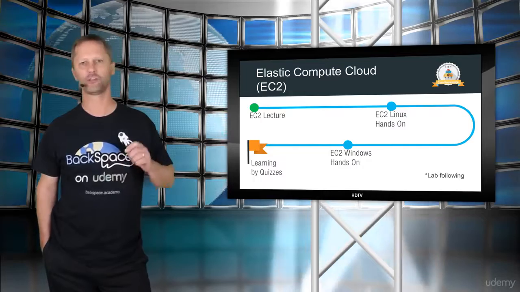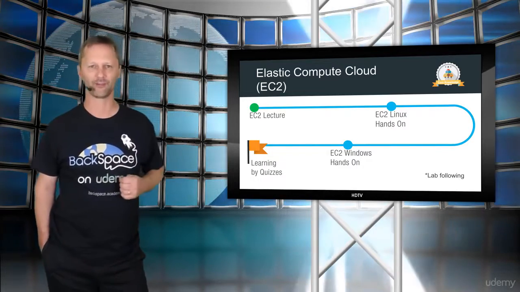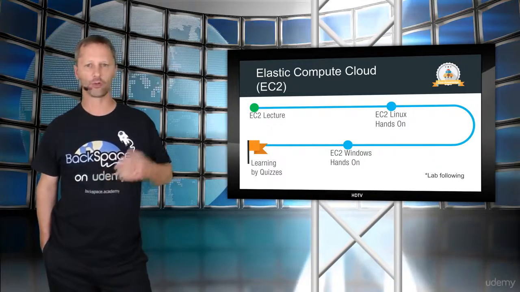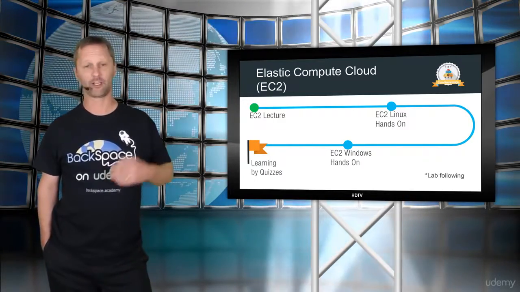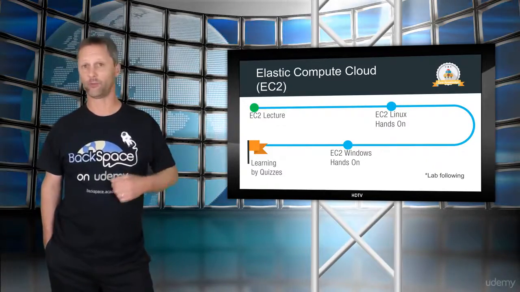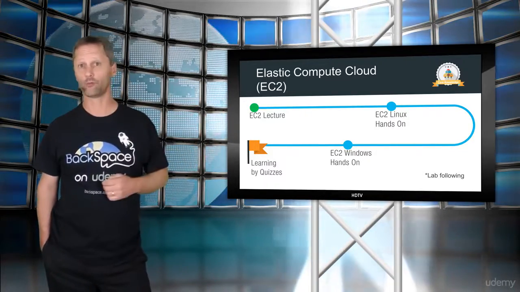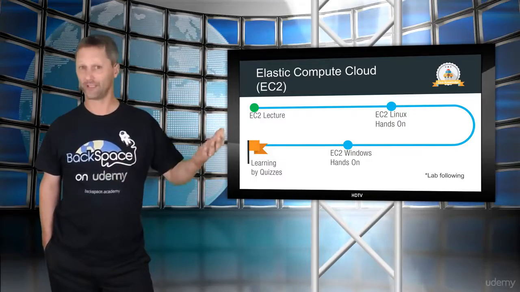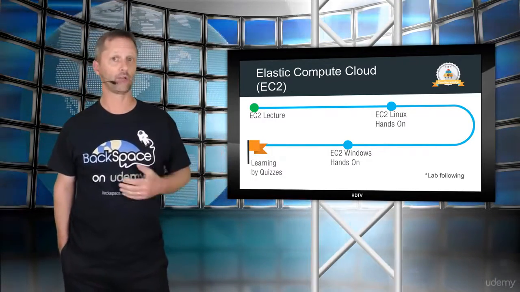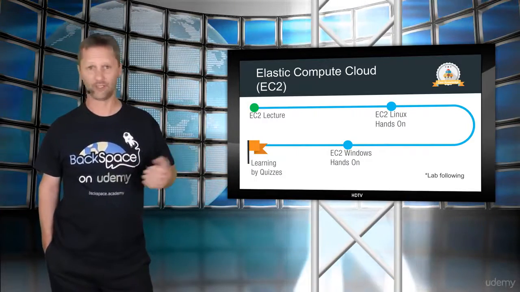In this section on Elastic Compute Cloud, or EC2 for short, we're going to get into some pretty interesting stuff. We're going to be launching servers, and this is what it's all about, isn't it? The real nuts and bolts of AWS. So we're going to talk about launching and connecting to Linux servers. That could be Ubuntu, it could be Red Hat or CentOS, or it could be Amazon's own Linux. We'll also look at launching and connecting into Windows instances as well.